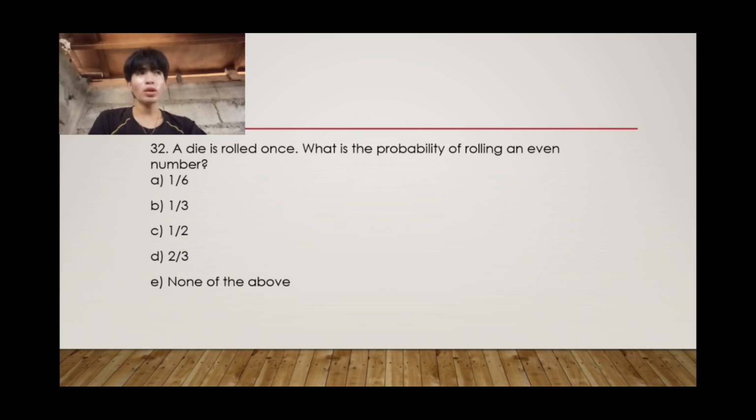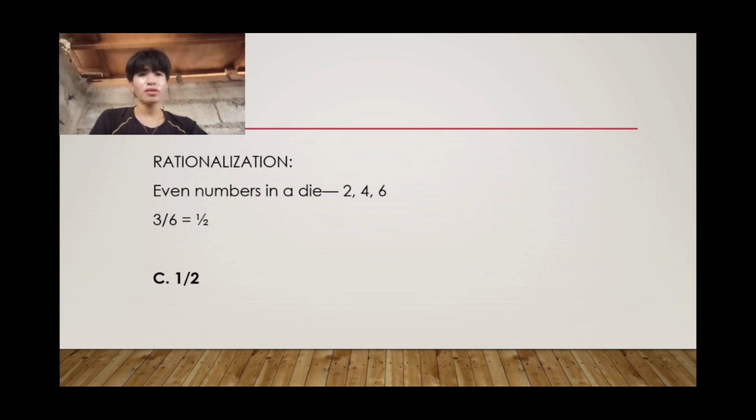As we all know, even numbers are numbers that are divisible by 2. A die has 6 numbers: 1, 2, 3, 4, 5, and 6. And the only 3 even numbers are 2, 4, and 6. So our answer will be 3 out of 6, or 3 over 6, which can be simplified to 1/2. So the correct answer for this number is letter C, 1/2.